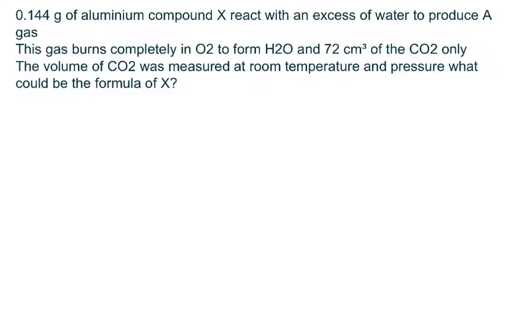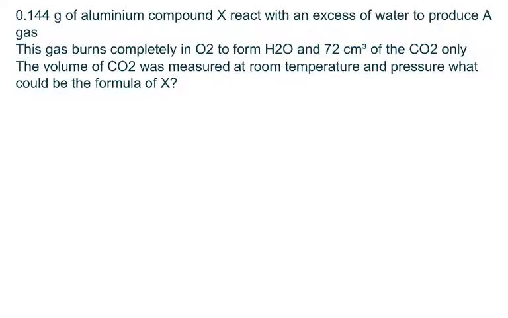Okay, ladies, so this is question 8 in your worksheet. We haven't solved this question. Well, basically it says that 1.144 grams of aluminum compound X reacts with excess water to produce a gas. The gas burns completely in O2 and forms H2O and 72 cm³ of CO2 only. The volume of CO2 is measured at room temperature and pressure. What could be the formula of X?